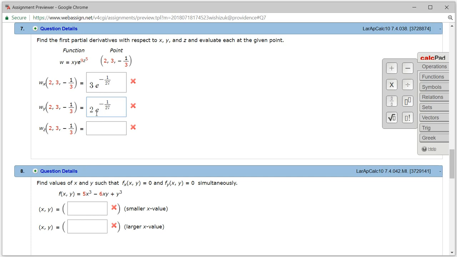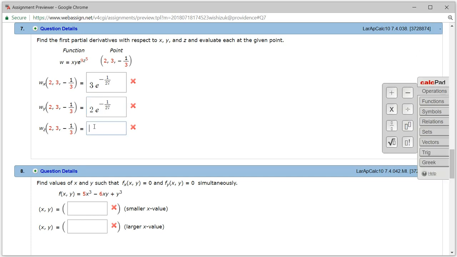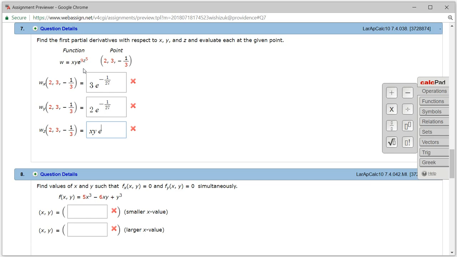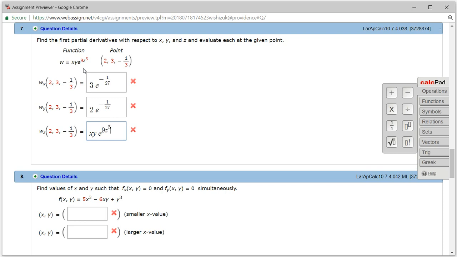So let's look at the partial with respect to z. This one involves a little bit more. x times y is just going to be a constant. So the partial of this is going to be e to the 9z to the fifth power, but you have to multiply by the derivative of 9z to the fifth power, which is going to be 45z to the fourth power.